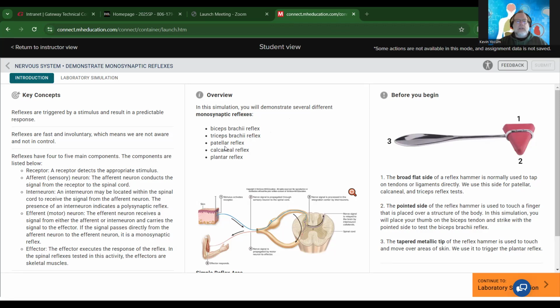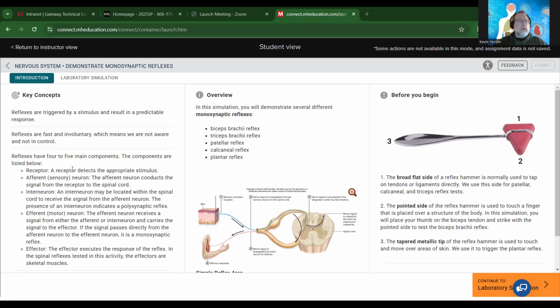All right, and then the patellar reflex, of course, the knee, that's the famous one where the doctor taps you with the hammer on the knee. And then calcaneal, of course, relates to the heel and that kind of Achilles region. And then the plantar, that's going to be dealing with the bottom of the foot. So we're going to check each of these reflexes.